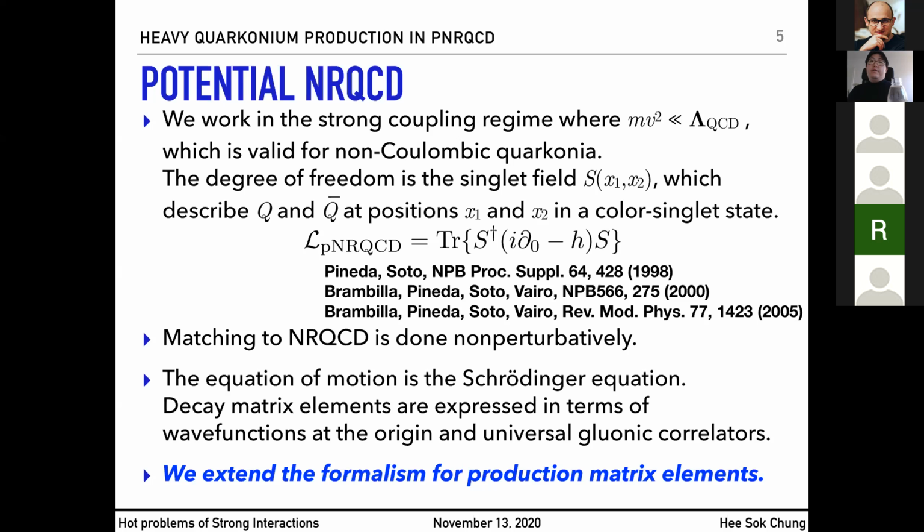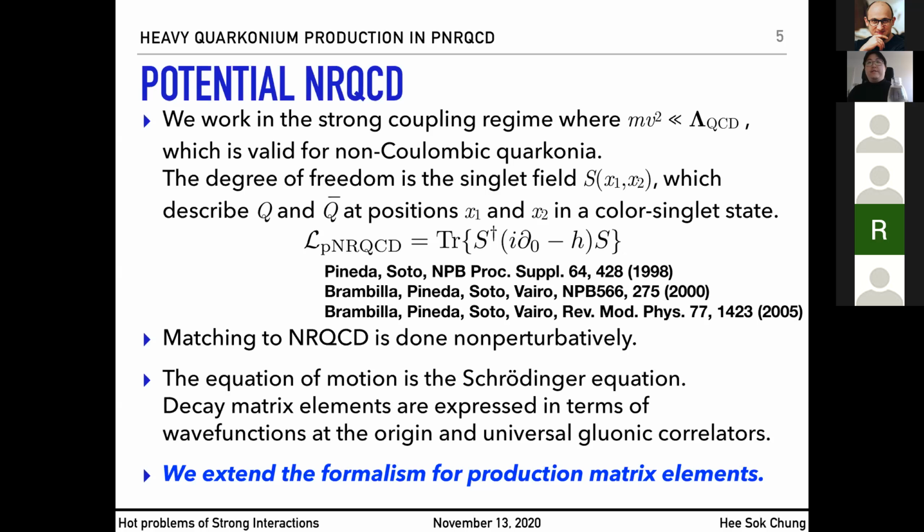The degree of freedom of this theory is the singlet field S, which describes the quark and anti-quark at positions x1 and x2 in a color singlet state. And the Lagrangian looks like this, very simple. The pNRQCD Hamiltonian h is obtained by matching to NRQCD, and this is done non-perturbatively, although we do expand in powers of small scales divided by the heavy quark mass m. The equation of motion of this Lagrangian is the Schrödinger equation, just given by this equals 0, which gives the wave functions and binding energies and so on.